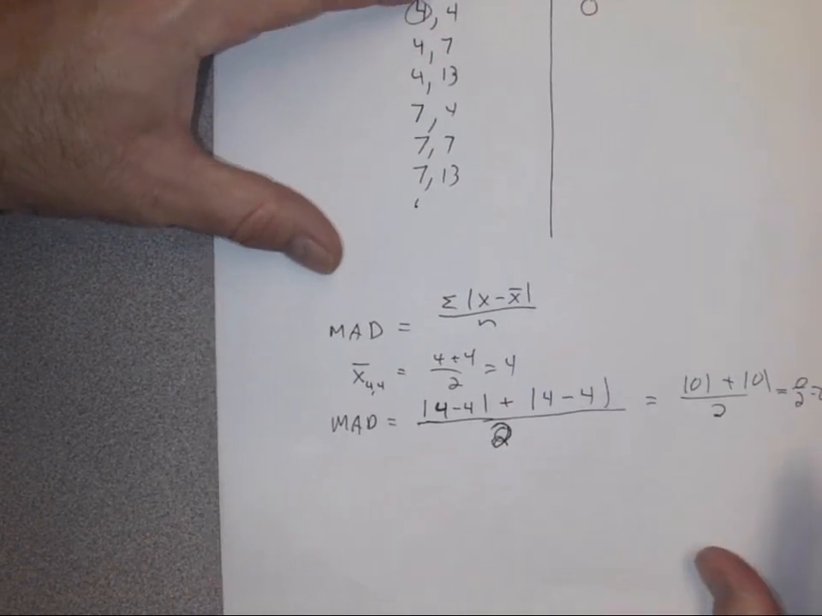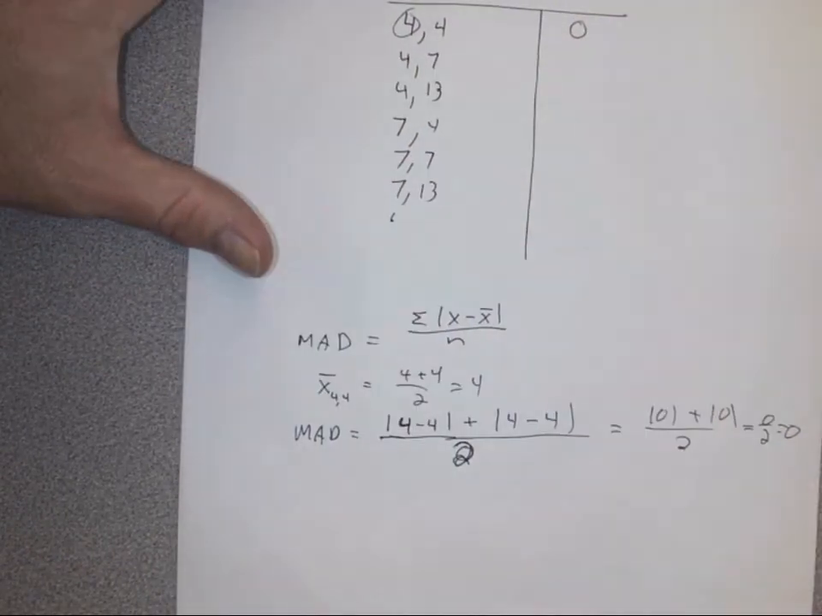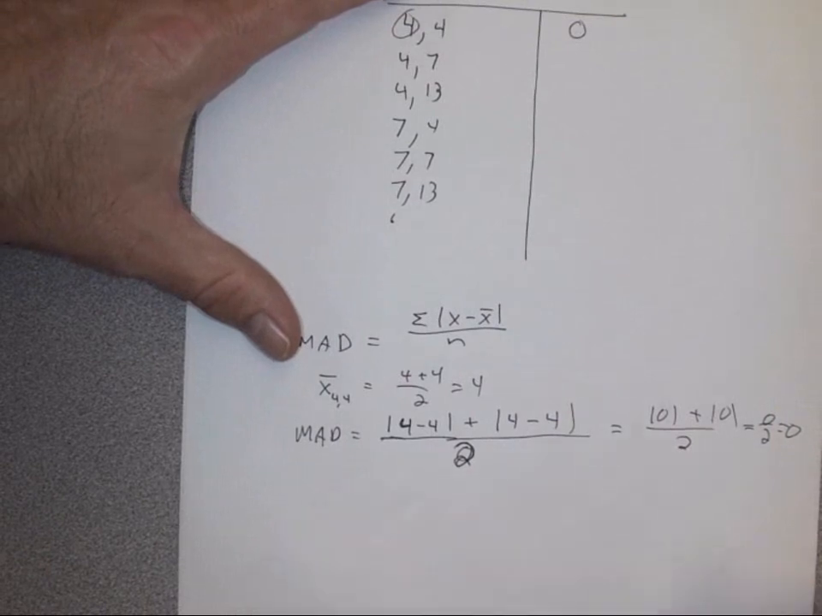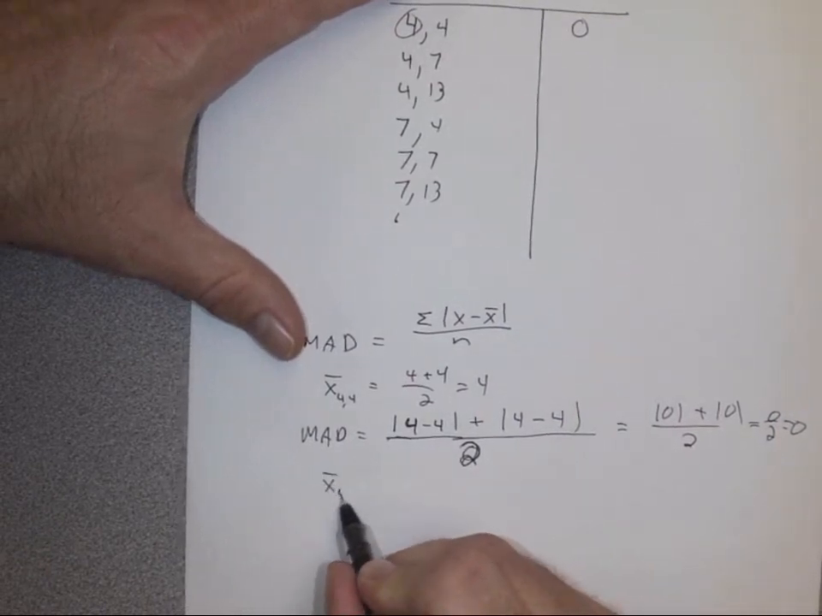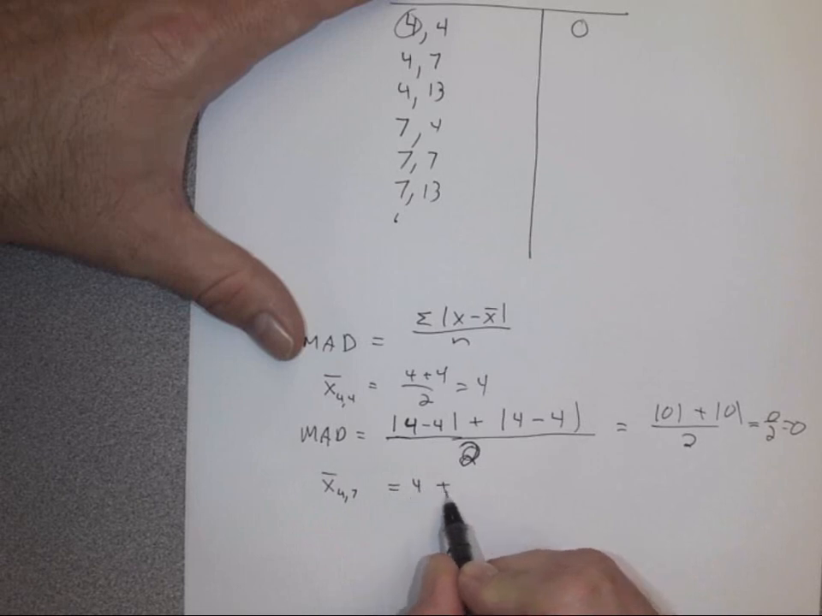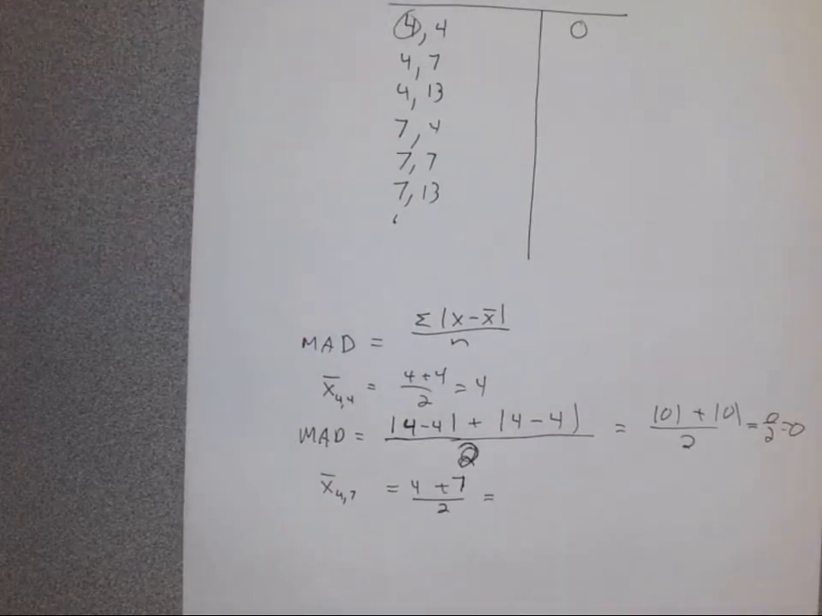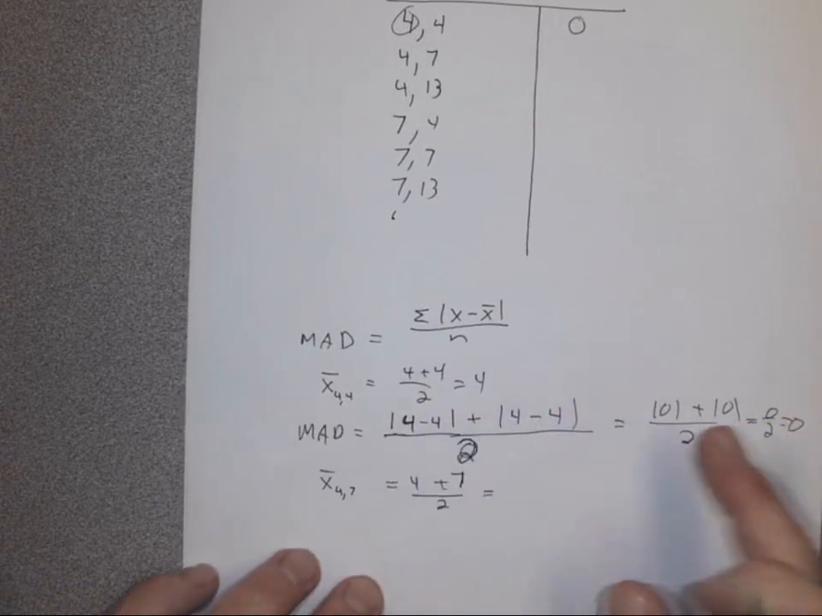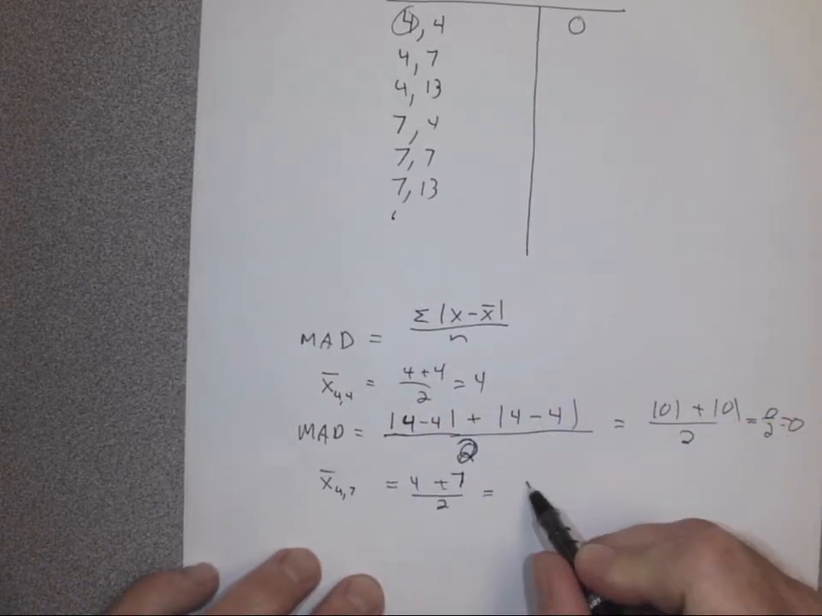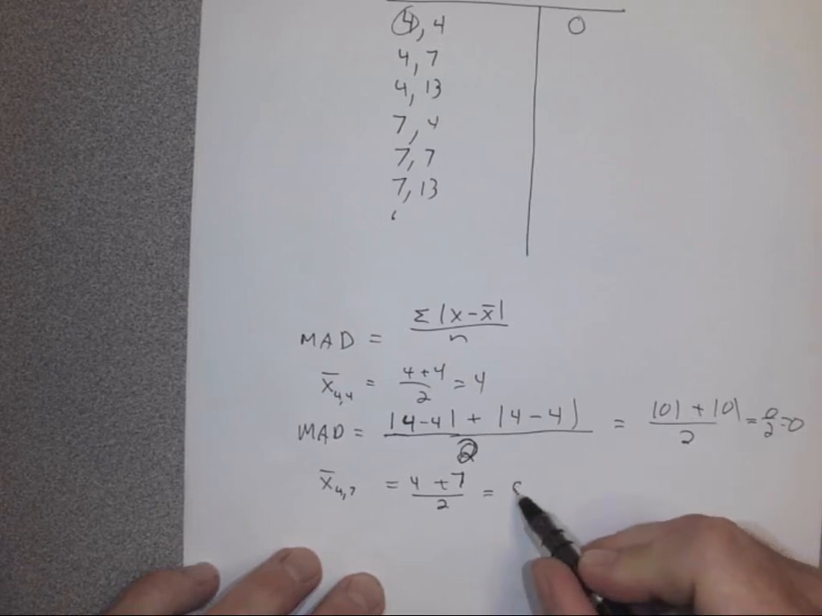So that's 0. Let's do one that's a little more interesting, like 4 and 7. I have to find the mean again. The mean of 4 and 7 is going to be equal to 4 plus 7 divided by 2. So 11 divided by 2 is going to be some number. You're welcome to plug all this into your calculator at one time, but I would rather write them out because it gets messy if you try to do that. So 11 halves is going to be 5.5.